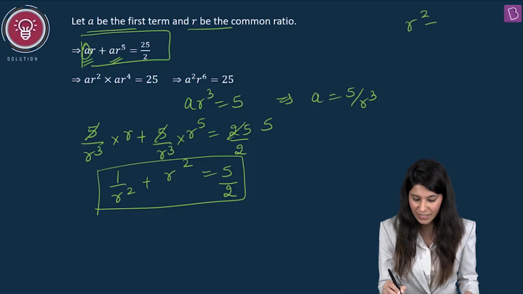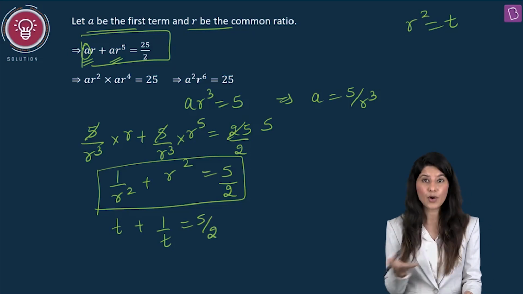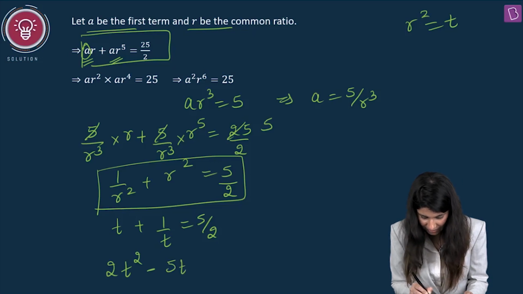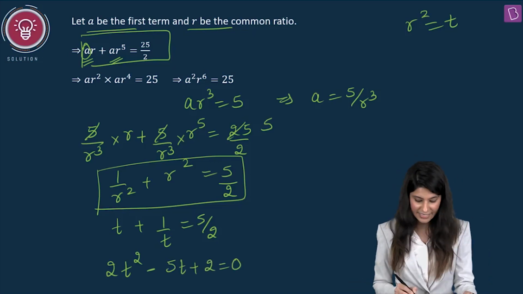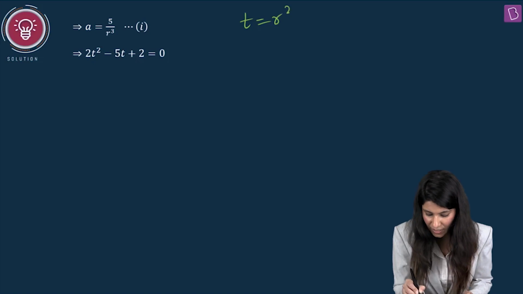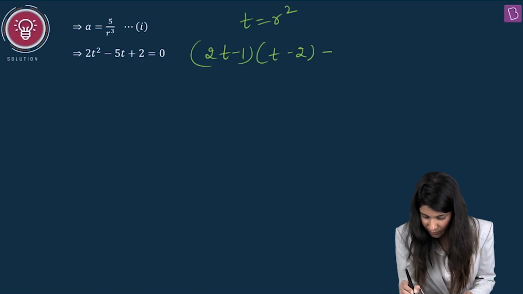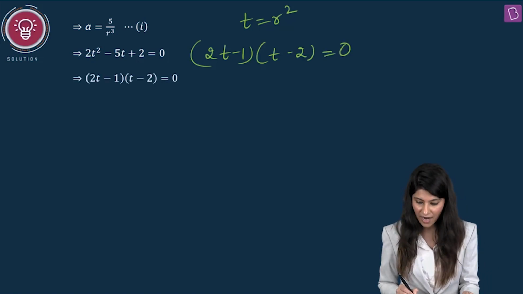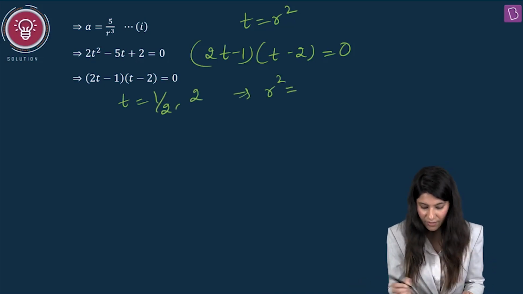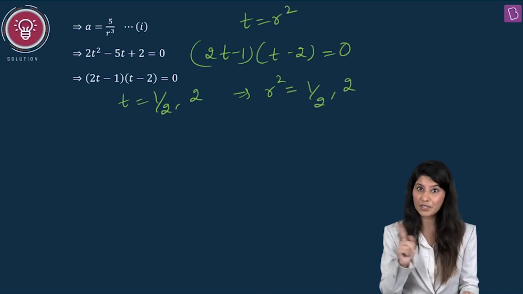The moment I put R squared equals T, what do I have? T plus 1 by T equals 5 by 2. This is a quadratic in T. If you solve it, you will have 2T squared minus 5T plus 2 equals 0. Let's just split this quadratic now. So, this is the quadratic, right? You all know T equals R squared. So, this would be 2T minus 1, T minus 2 equals 0. Hence, the two values of T are either half or 2. Right? So, the value of R squared would be half or 2. Right? The value of R would be positive for an increasing GP.